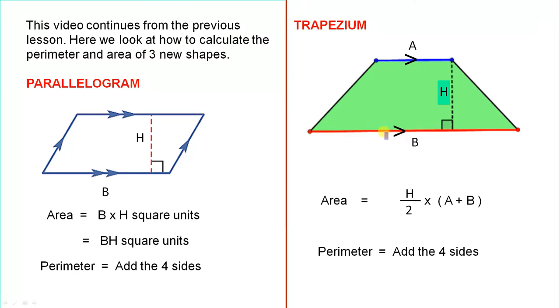If we're given the length of the base, for example, and if we're given this length here, so that's B and that's A, and we know the distance between them, the perpendicular distance, to find the area of the trapezium, it's h over 2 times A plus B, and that's square units. That is square units, okay? And the perimeter, again, just add the four sides. So if you're given the four sides, add them up, and that gives you the perimeter.